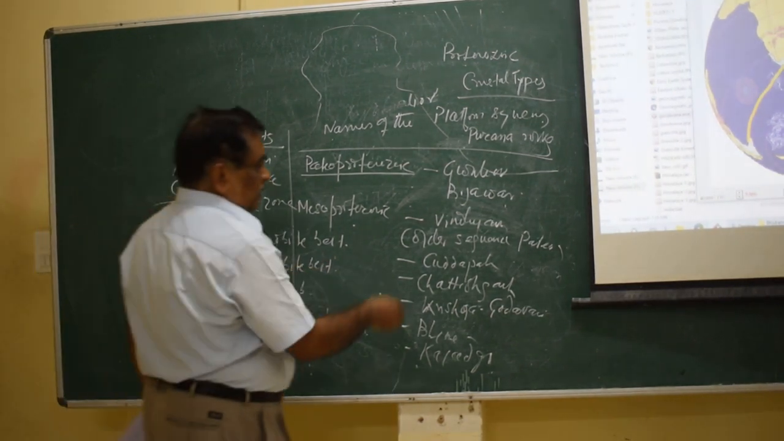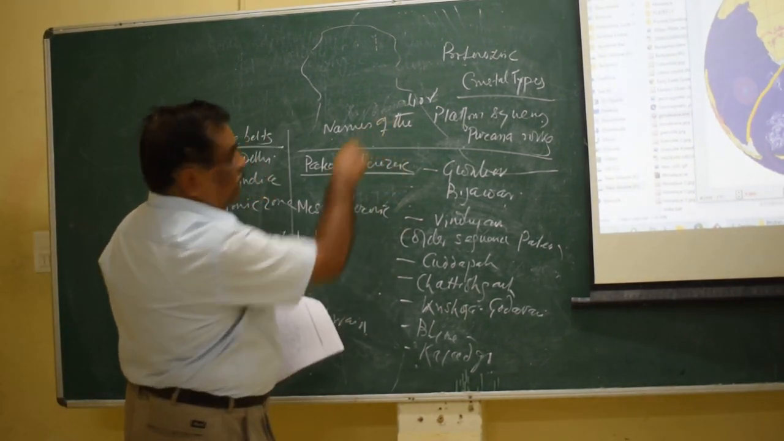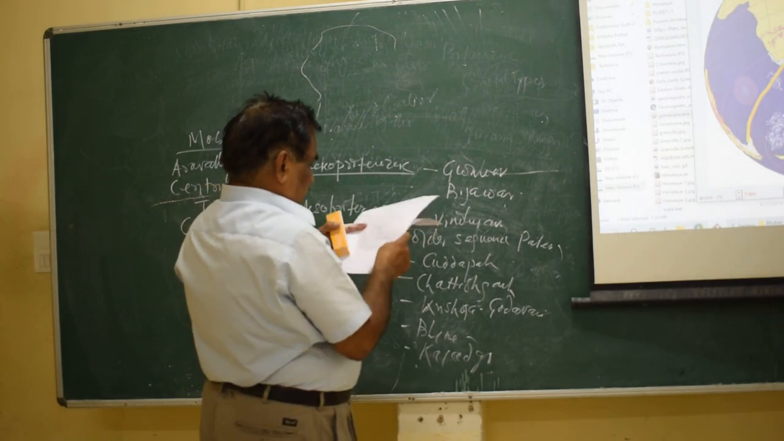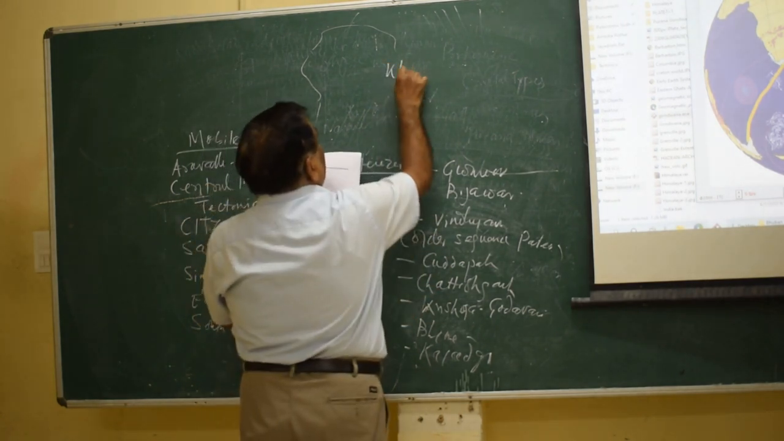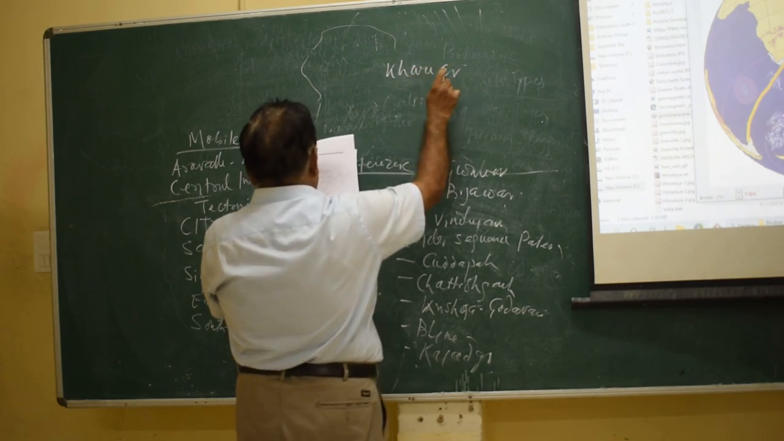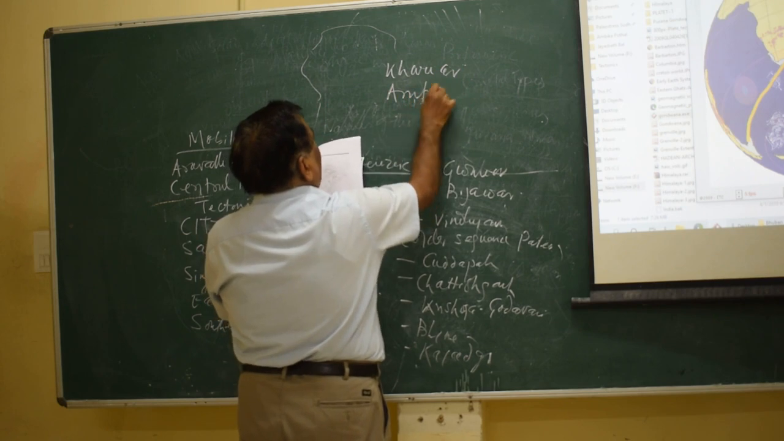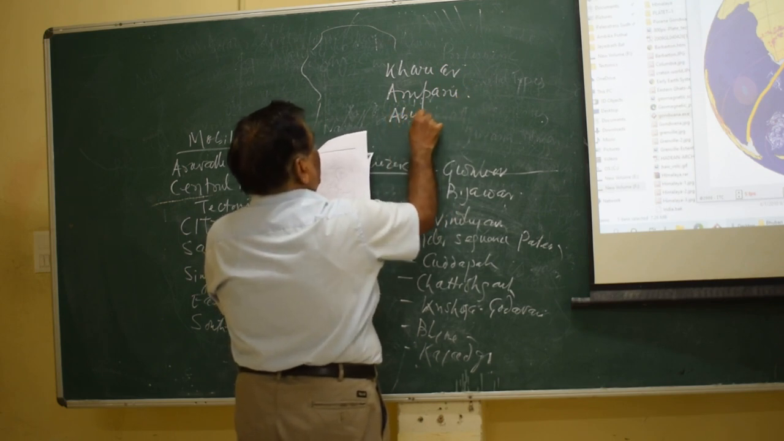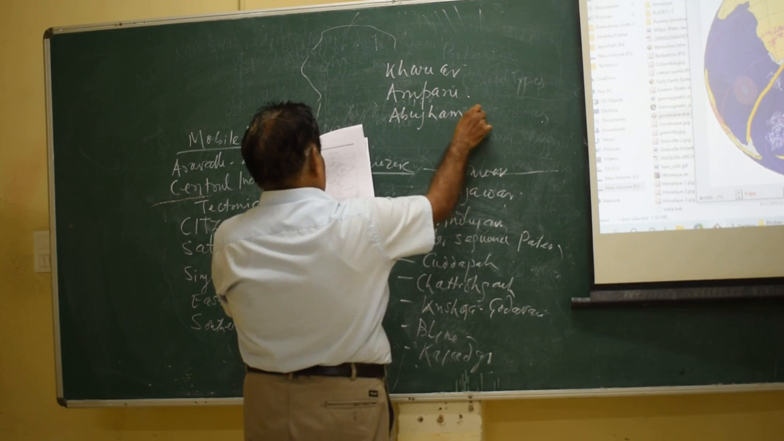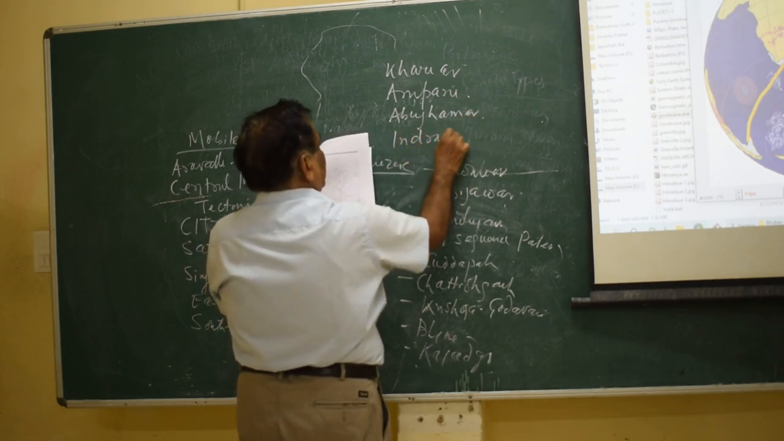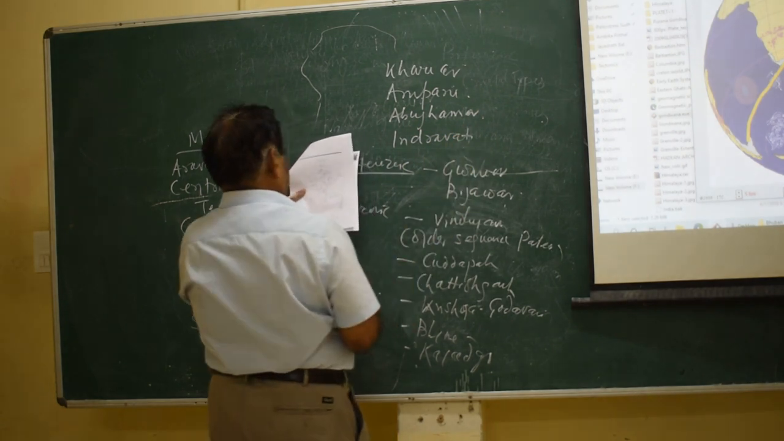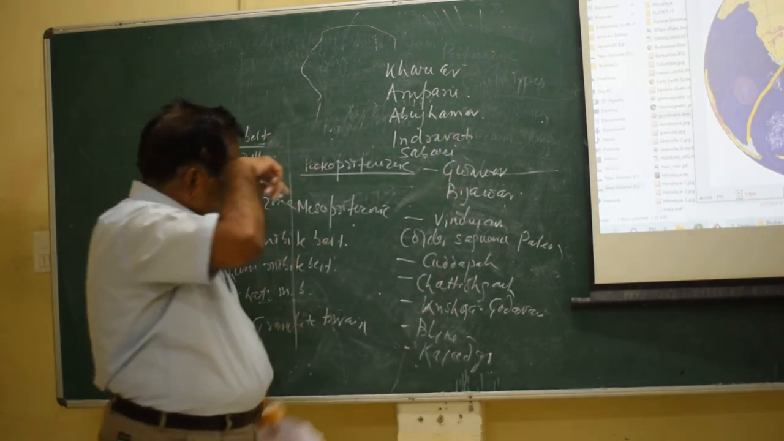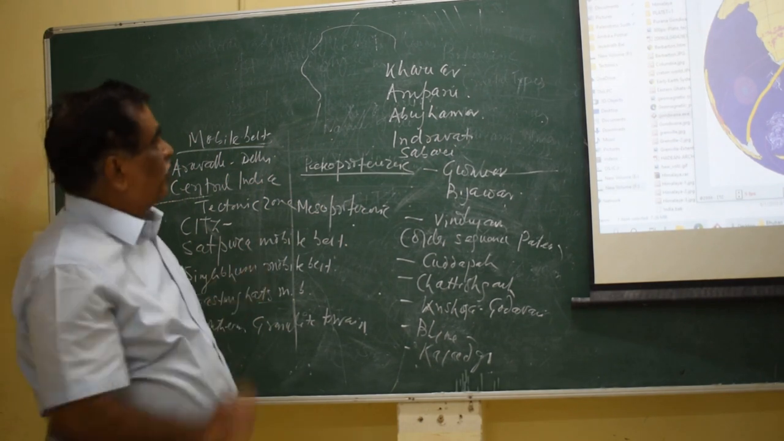And in the Eastern Ghats, there are some more names I'll tell you, because sometimes in the GSA exam these types of things come. Like Khariyar, Amapani, then Abujhmar, Indravati, Sabari, these are close to the Eastern Ghats, then Krishna Godavari, I have told you there.